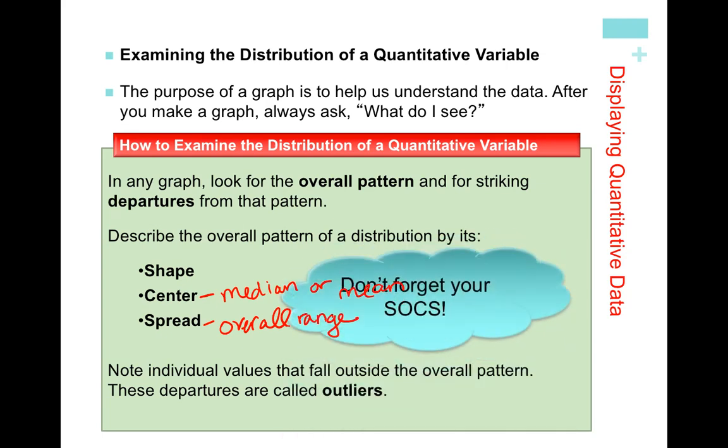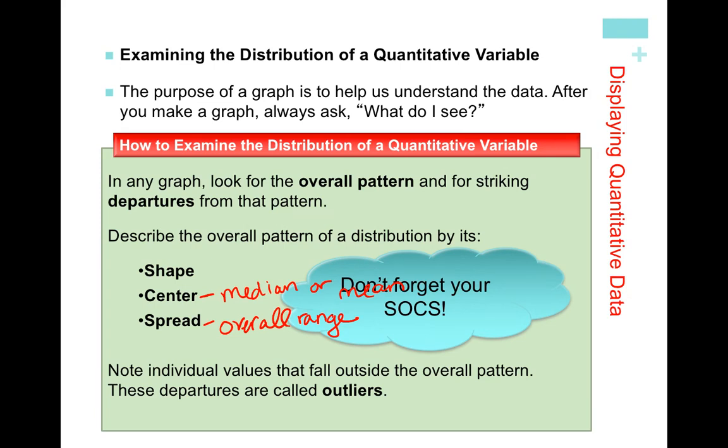So your book uses this acronym here in terms of what you need to address when you're describing a distribution. They say don't forget your SOCs. So S for shape, O for outliers, C for center, and S for spread. When you are describing a distribution of a quantitative variable, you're going to go ahead and do that in a few sentences. So just like a short paragraph.